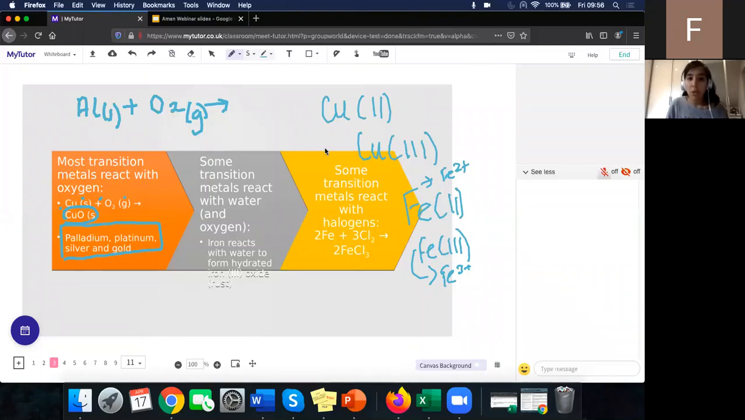Yes, someone's asking me, are transition metals always a positive charge? Yes, they are. Always, because they're still metals. So remember, metals always lose electrons, whereas non-metals always gain electrons.